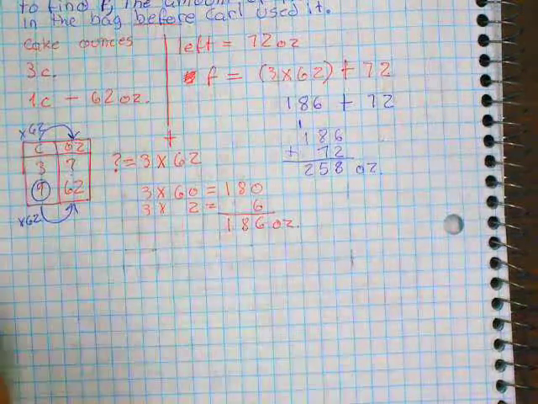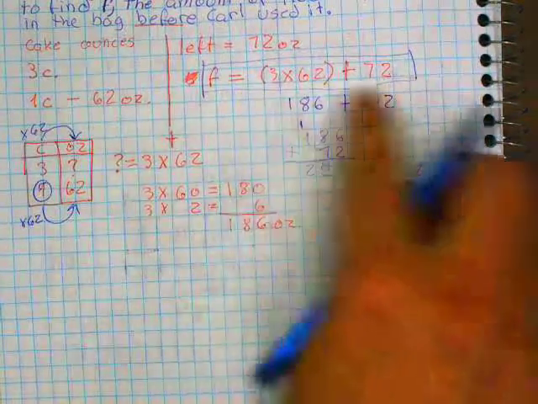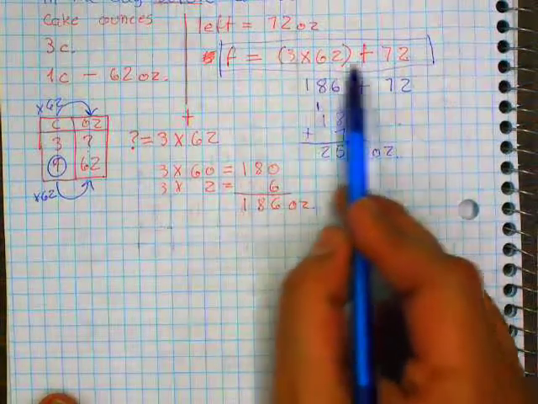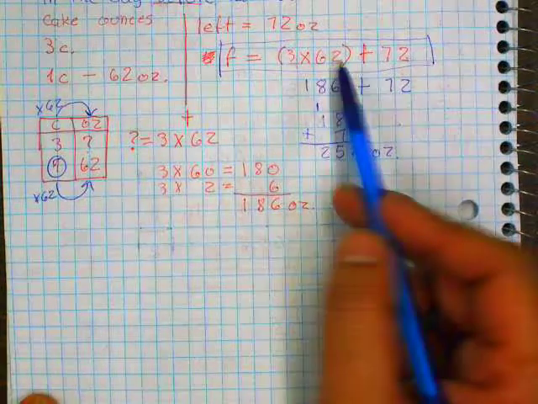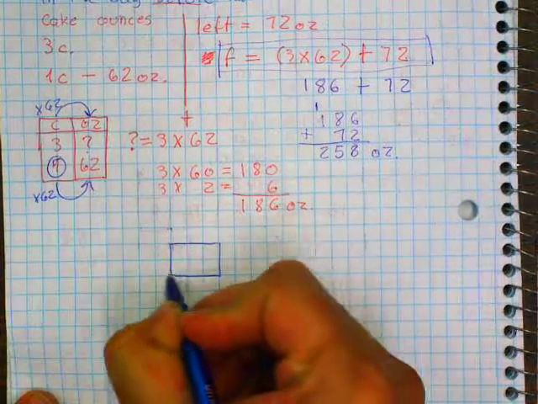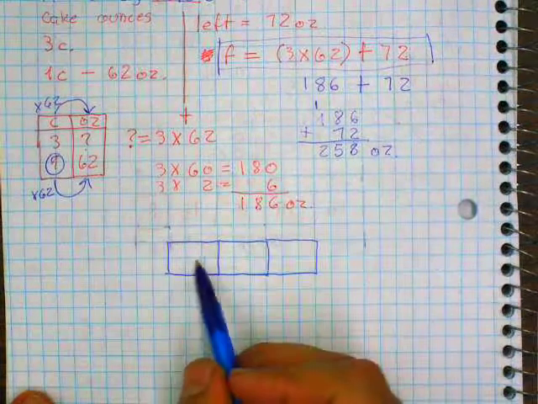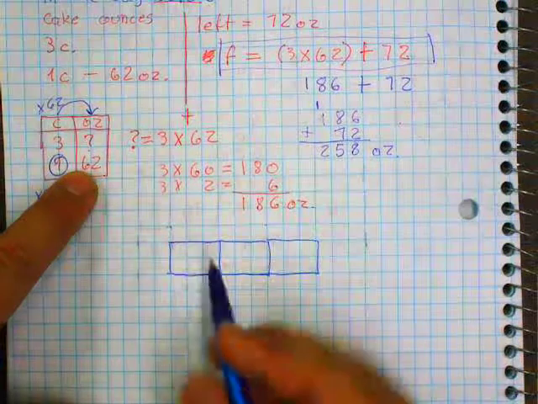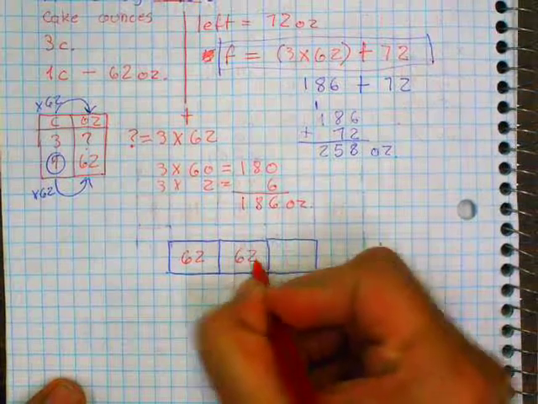For that, I'm going back to my original equation, the one that is going to help me figure it out. So I need to draw exactly what this model says. 3 bags times 62 ounces each bag. Or not 3 bags, sorry, 3 cakes, because he baked 3 cakes. 1, 2, 3 cakes. And each cake used 62 ounces. 62 ounces, 62 ounces, 62 ounces.